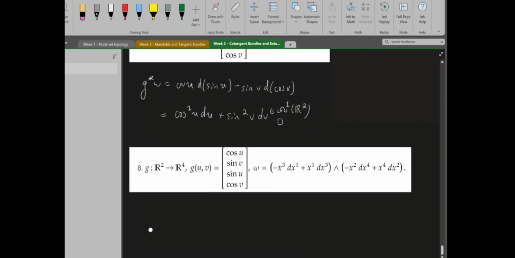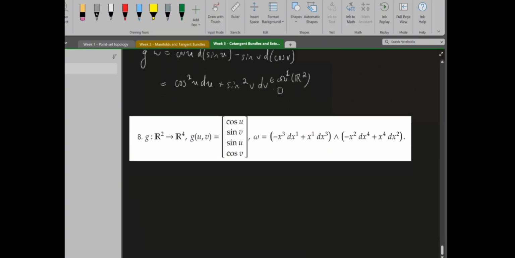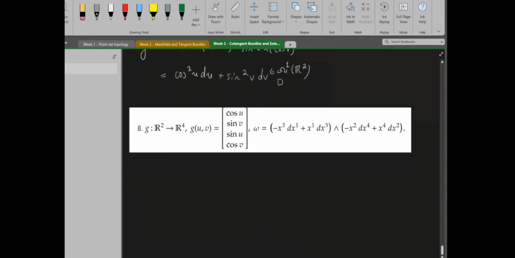We have a 2-form on R4, and we're pulling it back to R2, which kind of makes sense. You would probably like to integrate that on R2. G star omega is, again, this is x3, x4, x2, x1.